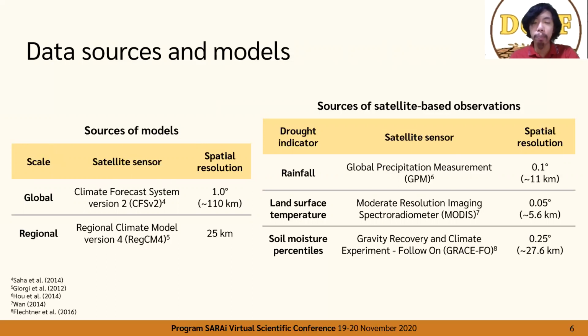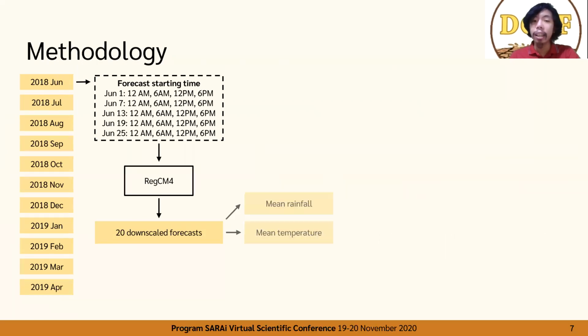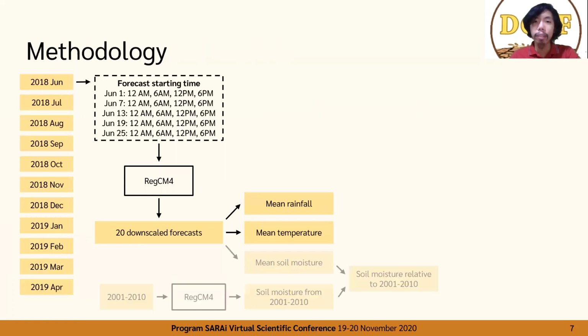for the soil moisture. We downloaded a set of 20 global forecasts from CFS v2 for each starting month from June 2018 to April 2019. Each forecast was downscaled with REDCM4, then averaged for each month for rainfall and land surface temperature. For soil moisture, we computed the maximum soil moisture percentiles or the soil moisture relative to the past conditions of 2001 to 2010, which is the longest period we have been able to simulate as of now.